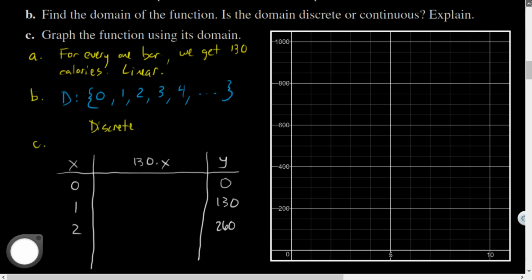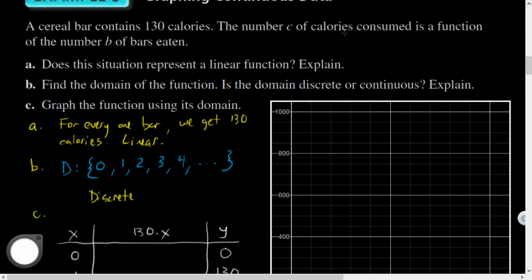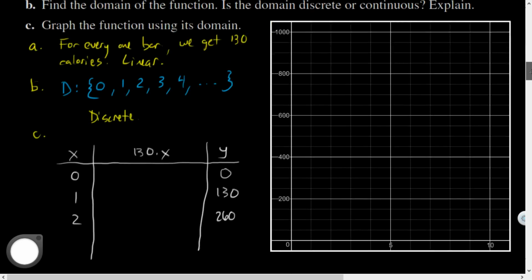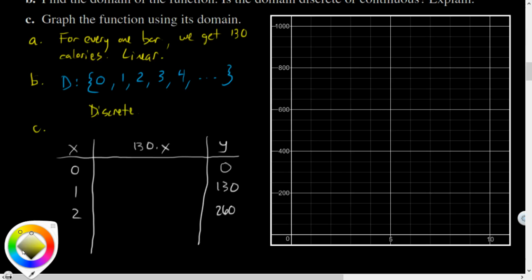And you know what I realized? I already changed the name. They already gave me C and B. That's my bad. We'll be fine. We'll live with it. All right, so maybe I could pretend this is my number of bars eaten, and this is the number of calories consumed. All right, so my equation is just going to be 130 times x.